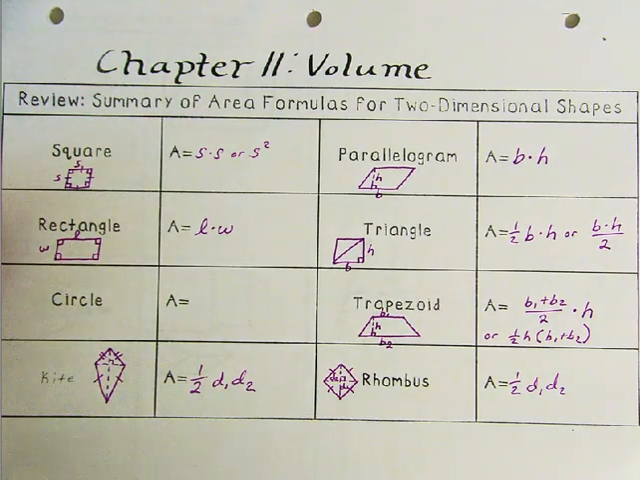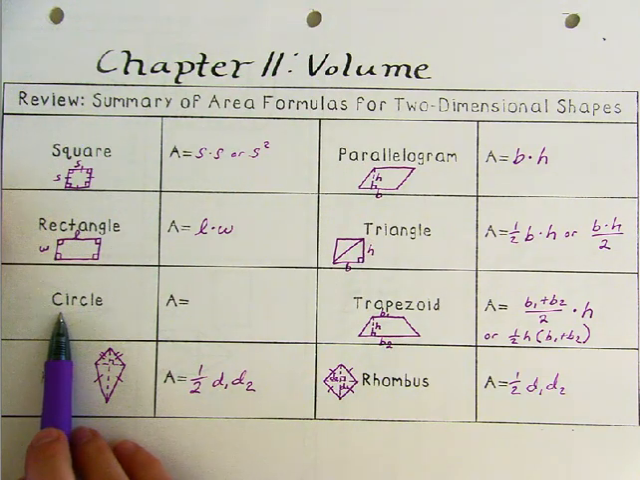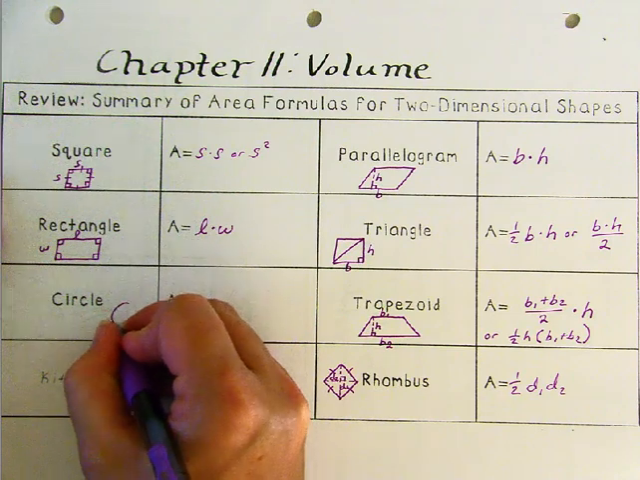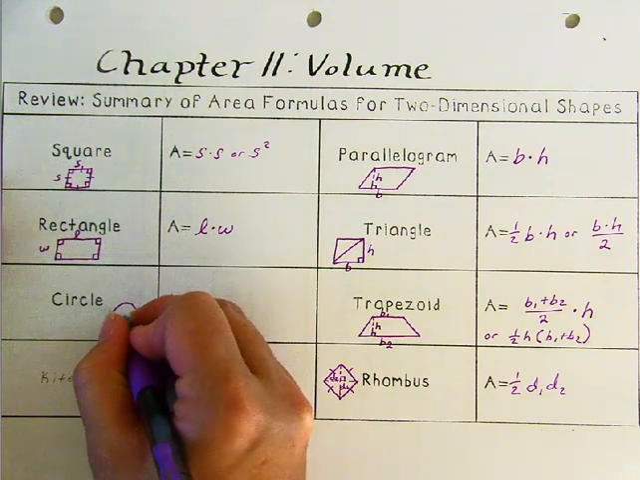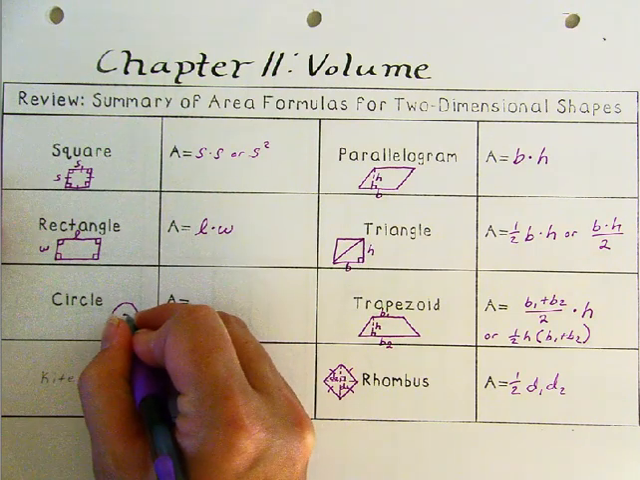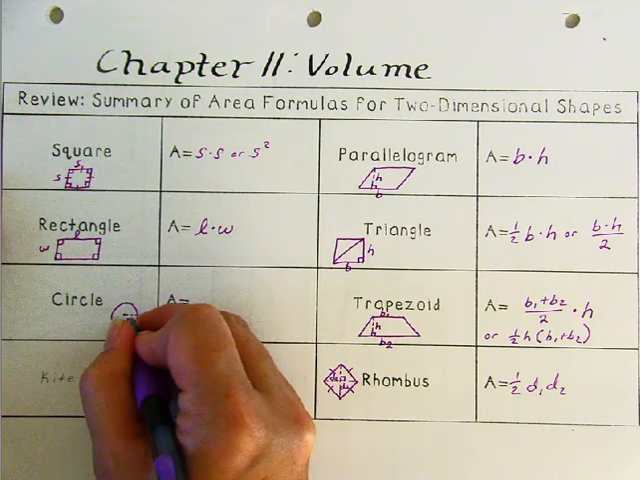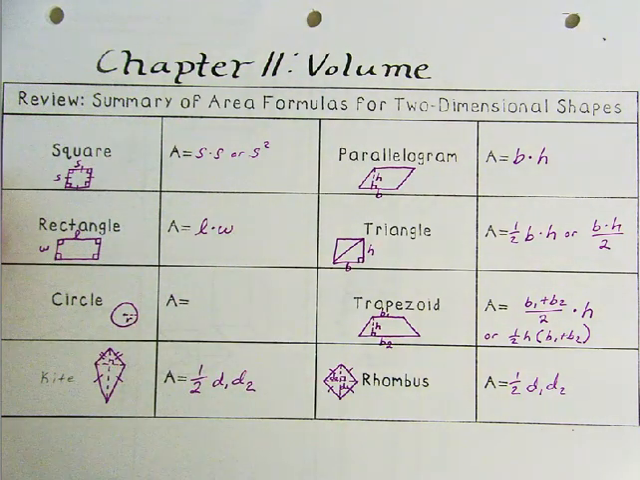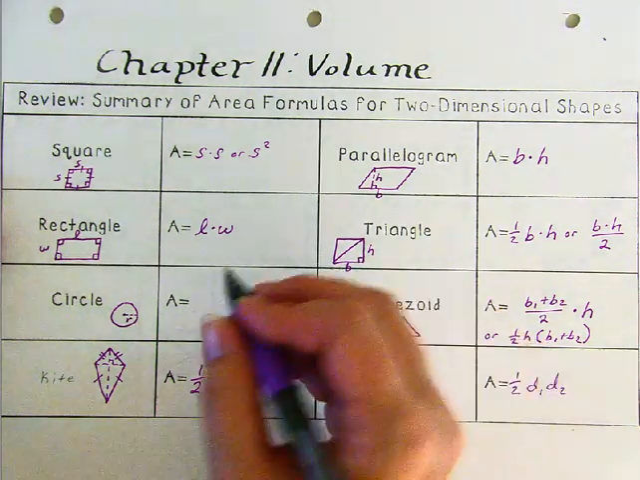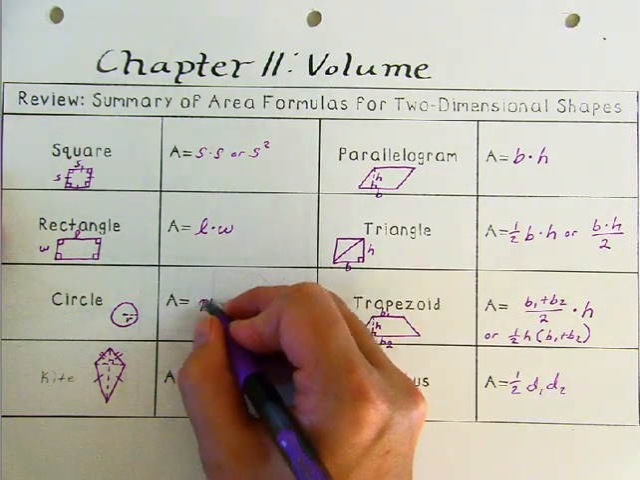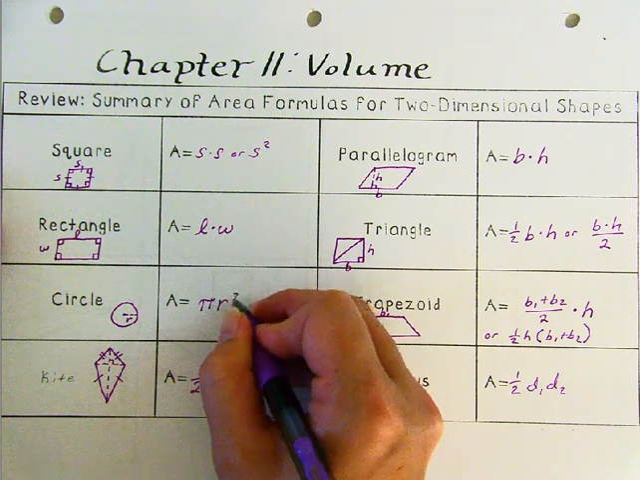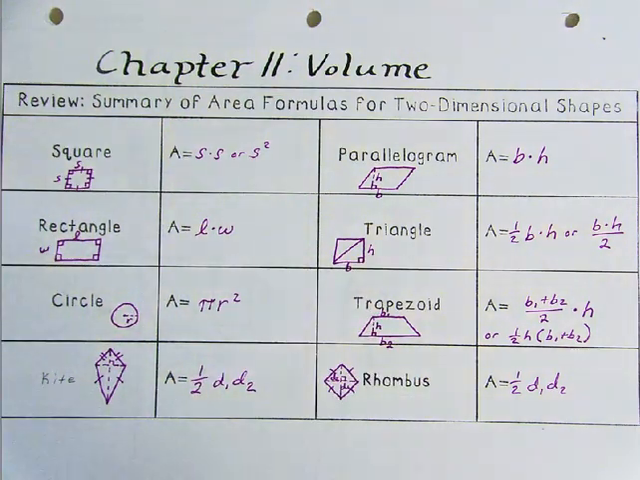Okay? All right, so then the last one that we're going to talk about today is our circle. So circles, we always have a center, and then we have a radius, which goes from the center halfway out. So for area, we're going to use the formula pi, and then we're going to take that radius and we're going to square it. Okay?